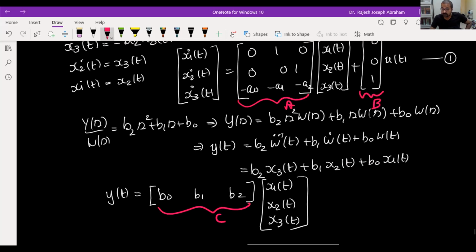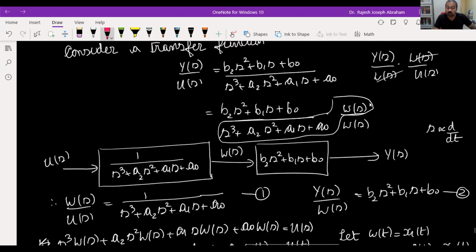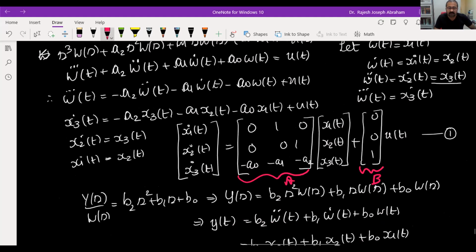If you observe carefully, you will see that this has a special structure. The last row in the system matrix A, where do you get them from? They are given by the coefficients of the denominator polynomial with all negative signs: minus A0, minus A1, minus A2. So in controllable canonical form, always in the system matrix, the last row will be the negative of the coefficients of the denominator polynomial, and all the above rows in the A matrix will be either zeros or 1.